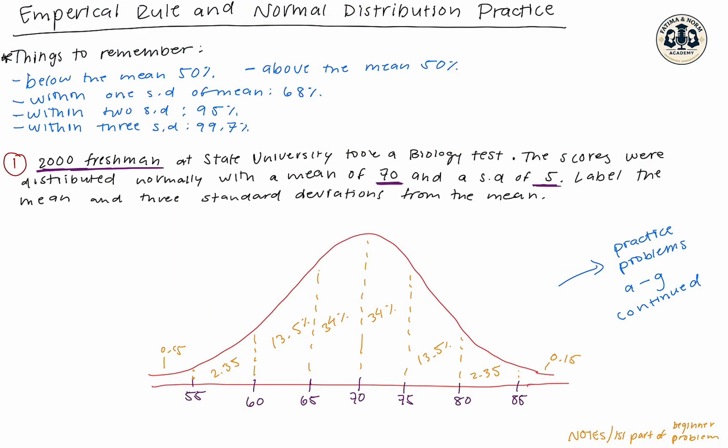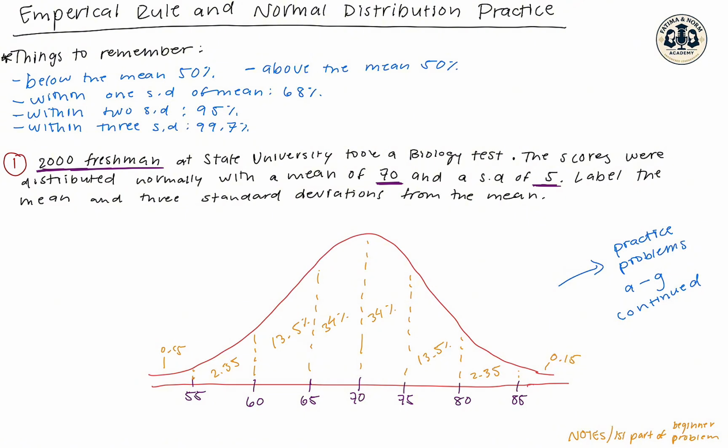To begin practicing, we will use this question that reads 2,000 freshmen at State University took a biology test. The scores were distributed normally with a mean of 70 and a standard deviation of 5. Then we label the mean and use the standard deviations from the mean. This will technically be the first problem in normal distributions. So then you would make the graph or the table on the bottom and use the percentages that I talked about in the last slide to divide up the graph. And then we use the mean, which is 70, and then we add 5 to the right and subtract 5 to the left to figure out our mean.